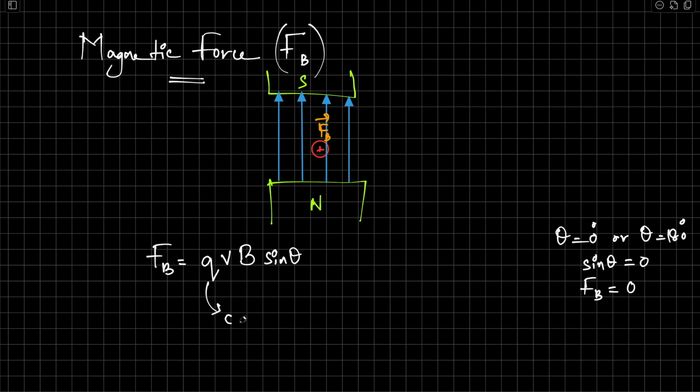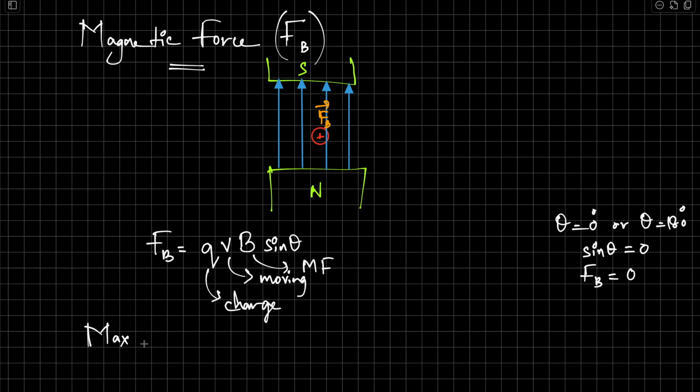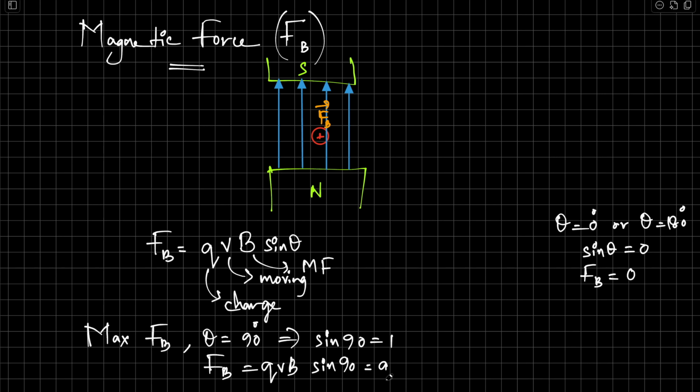So if you have a charged particle that is moving through a magnetic field at an angle theta, where theta is the angle between velocity and magnetic field, the equation for magnetic force is QVB sine theta. Maximum magnetic force is when theta equals 90 degrees, sine 90 equals 1, FB equals QVB sine 90, that is QVB. QVB is the maximum magnetic force.